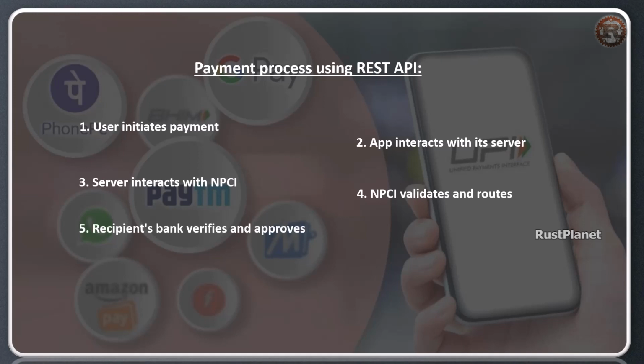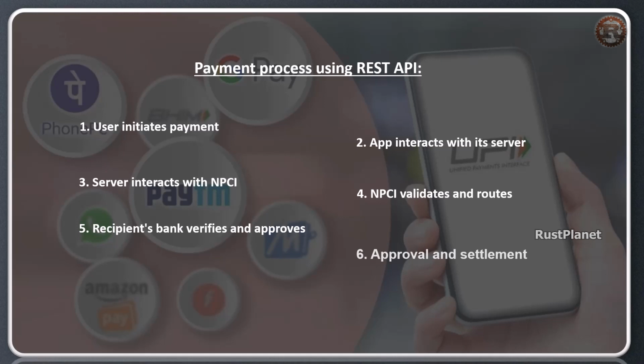Next, recipient's bank verifies and approves. Here, the recipient's bank receives the request and sends an authorization message to their mobile app. The recipient reviews the payment details and approves or rejects it through their app.